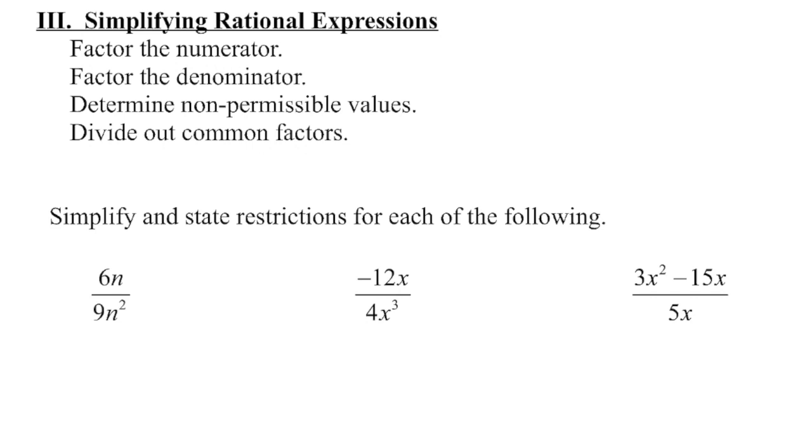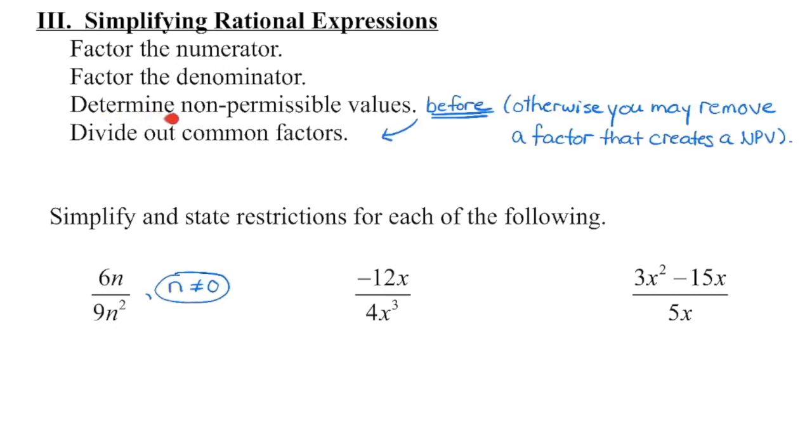In the first example, we have a monomial divided by a monomial. We cannot factor a monomial. And that brings us to step 3, determine the non-permissible values. So we can take a look at the denominator and see that if n is equal to 0, that whole denominator would have a value of 0. So n cannot equal 0.